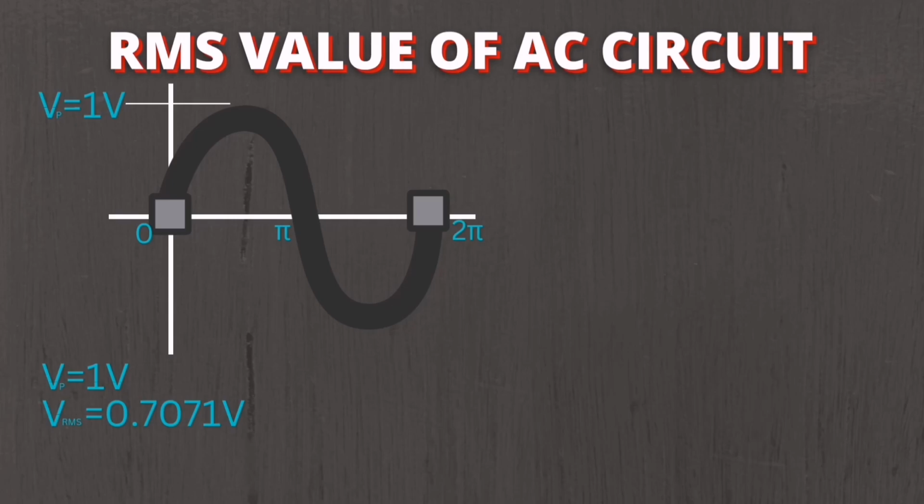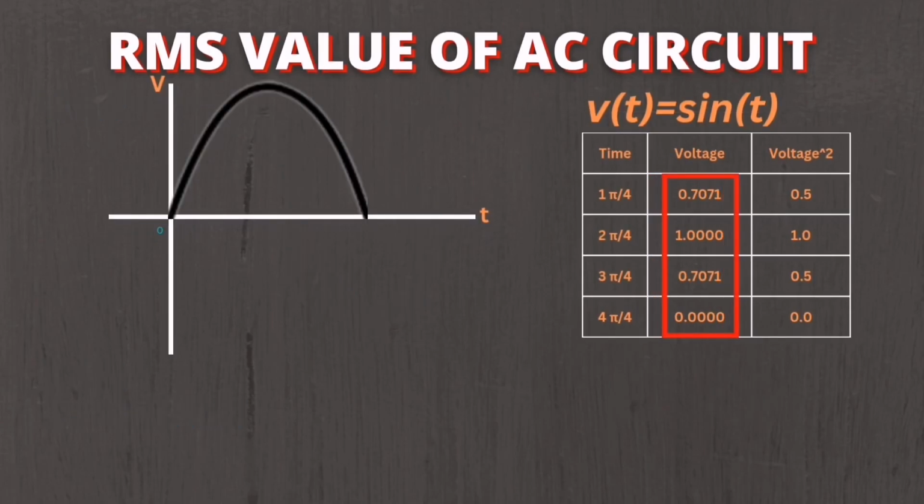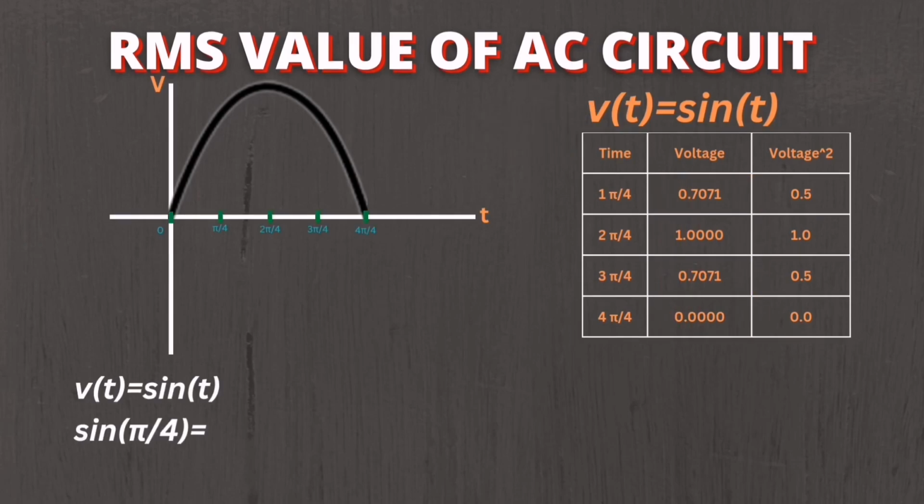So guys, we have a given graph, a sine wave. Let's say we have the peak voltage which is equal to 1 volt. So the Vrms is equal to 0.7071 volt. In this graph, the y-axis is the voltage V and the x-axis is t in radians. The total of one cycle is equal to 2 pi. The half cycle is equal to pi. The function we will use is V of t is equal to sine of t. To solve for the RMS value, we have to take the half cycle of the graph, which is shown here.